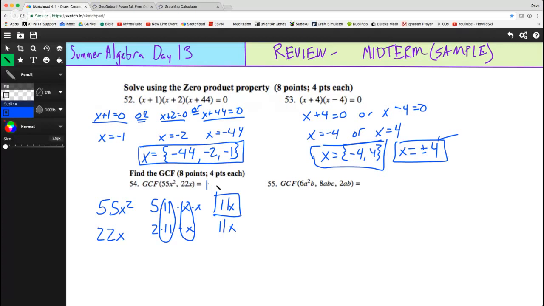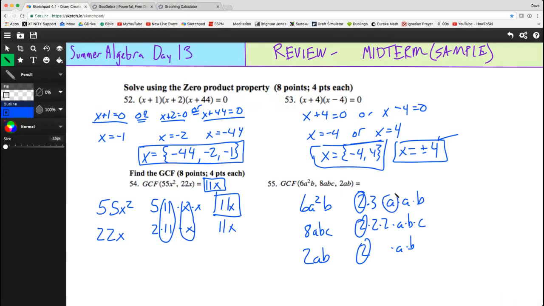Here we get our GCF of three terms. We have to have the common term for all three. So it's 2 times 3 times A times A times B. Here we got 2 times 2 times 2 times A times B times C. And here we have 2 times A times B. So our common terms are 2, we have 1A each, and we have 1B. So 2AB is our GCF.